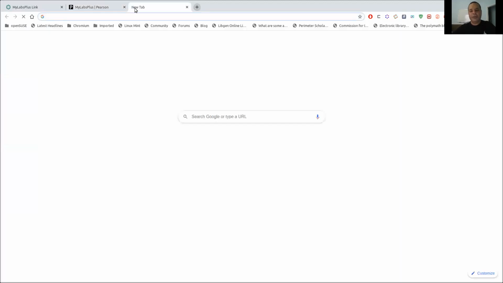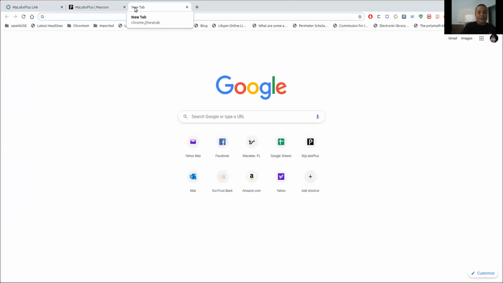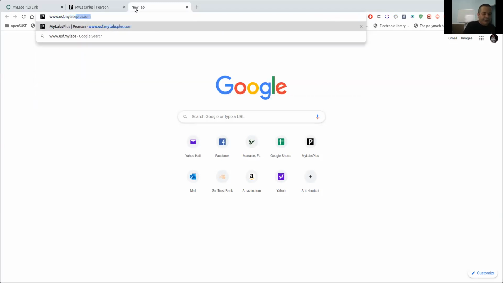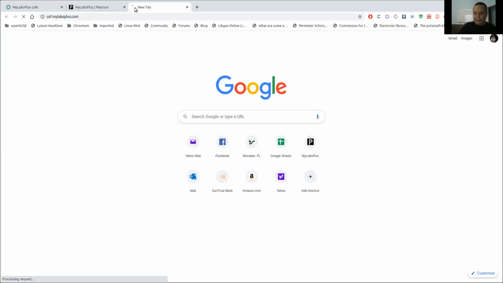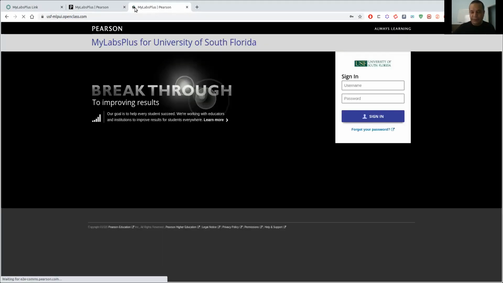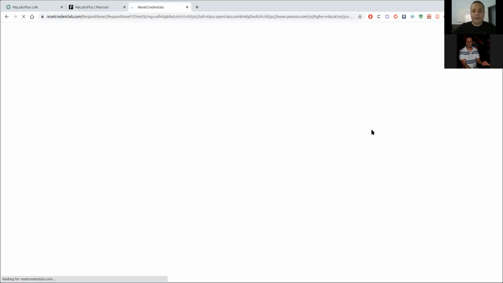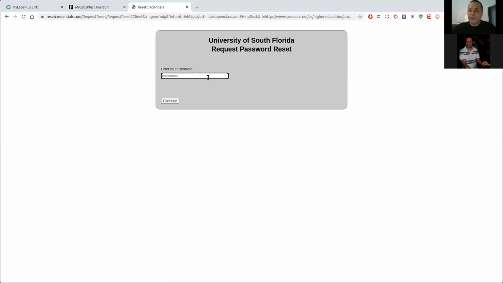The other way to remember, if you don't want to go through the link, it's very easy. You just click www.usf.mylabsplus.com. Okay, and once you get in there, if you don't know your password or if you're new to it, you just click on forgot your password. Then you would click your USF net ID. So mine would be ROTHSTEINI.